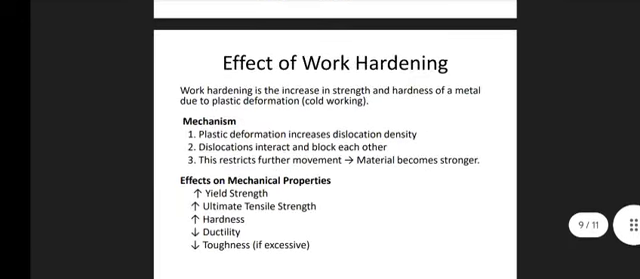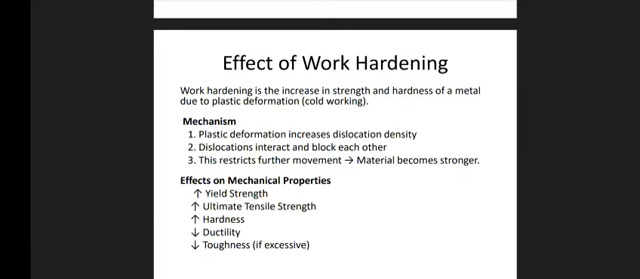Effect of work hardening. Work hardening is the increase in the strength and hardness of a material due to plastic deformation. Work hardening is also called cold working. Cold working is one of the strengthening processes. In the cold working process, the strength and hardness of the material increase due to the deformation of the material.